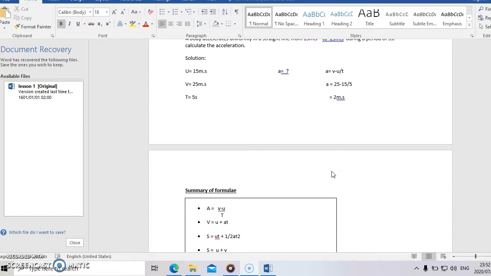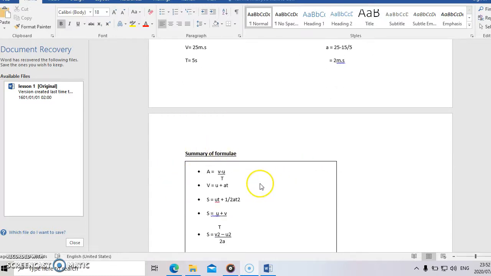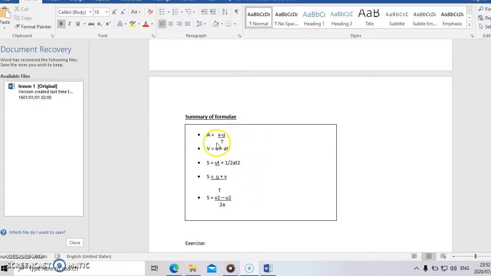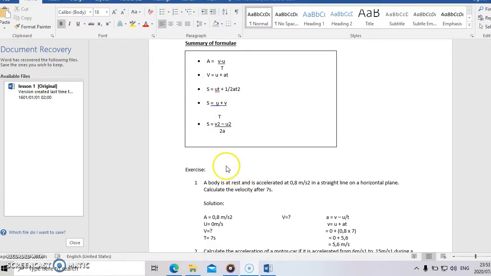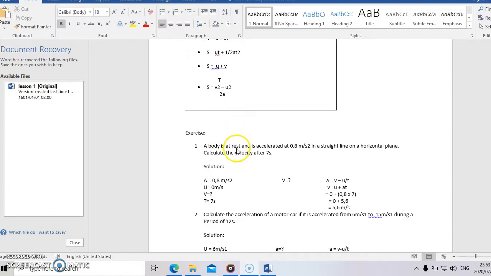Now we're going over the summary of formulas that can help you to get acceleration, velocity, and displacement. And I got some exercises to help you understand better. The first one: a body is at rest and it's accelerated at 0.8 meters per second squared in a straight line on a horizontal plane. Calculate the velocity after 7 seconds.